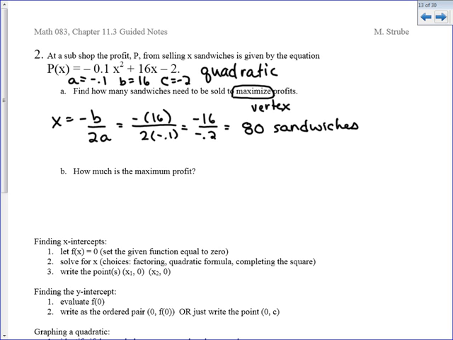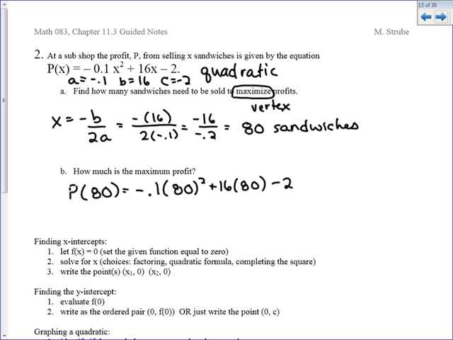Now the second question is, how much is the maximum profit? So I want to know, what's the profit when I sell 80 sandwiches? How am I going to find my profit? Yeah, just plug it back in. If you have to do both questions, the second question is usually just substitute that first answer back into your problem. So I have negative 0.1 times 80 squared plus 16 times 80 minus 2.